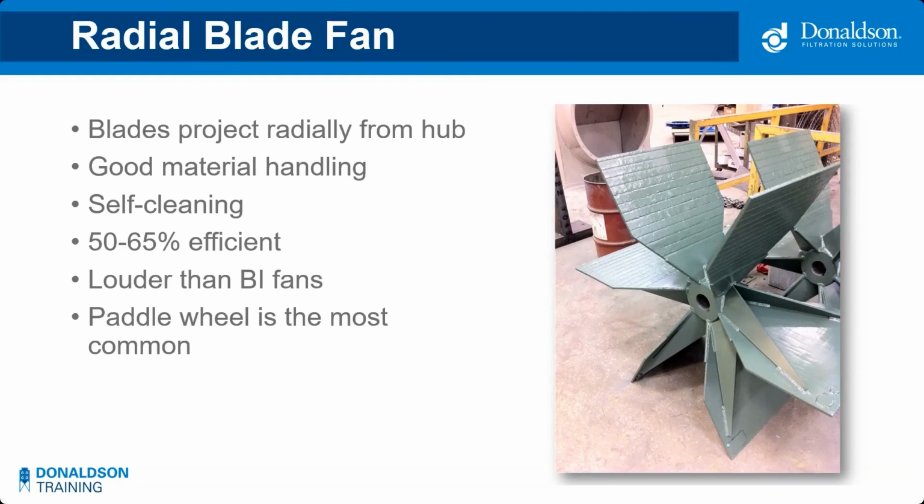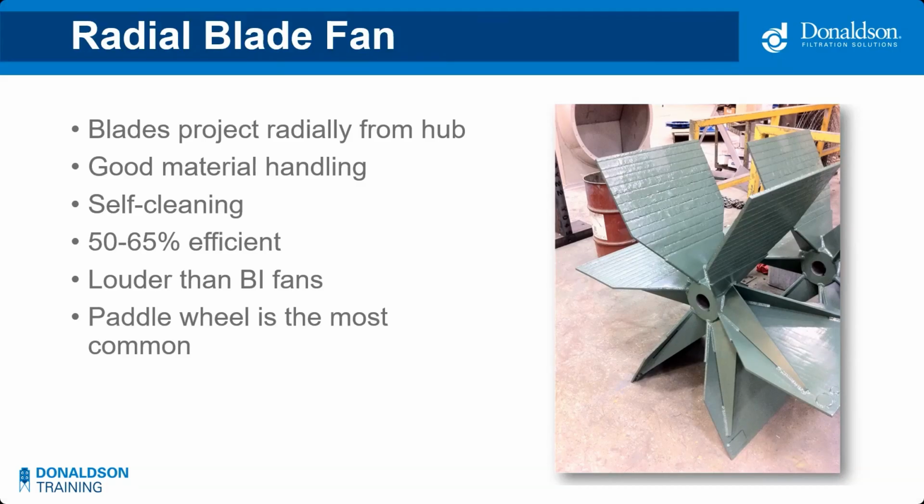The backwardly inclined, we really don't want to have any material in that airstream, but the radial blade can move material. You can tell just by the way it's designed that as that fan's rotating, it's going to want to throw off any material that wants to stick to it. So they're pretty much self-cleaning. They're not as efficient as the backward inclined. We lose quite a bit of efficiency, and that makes them louder. The sound level is going to be higher as well.